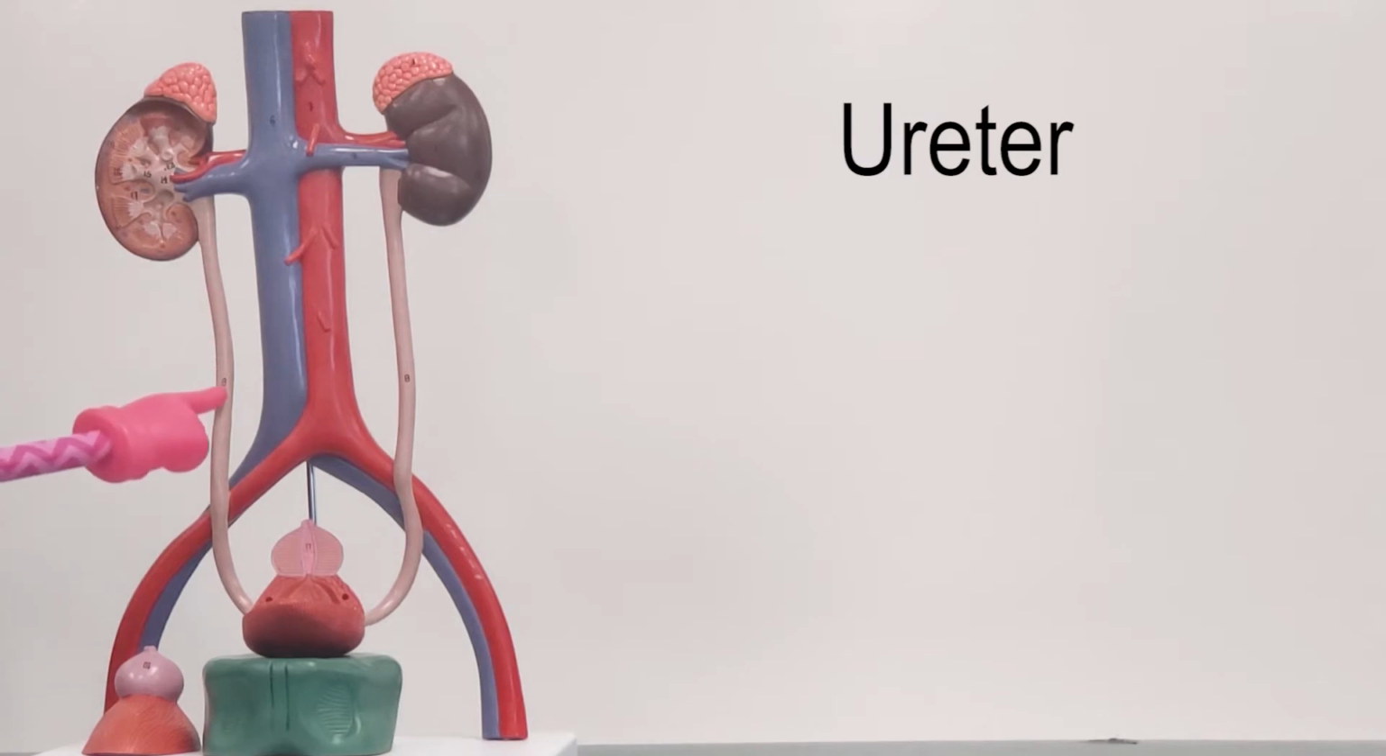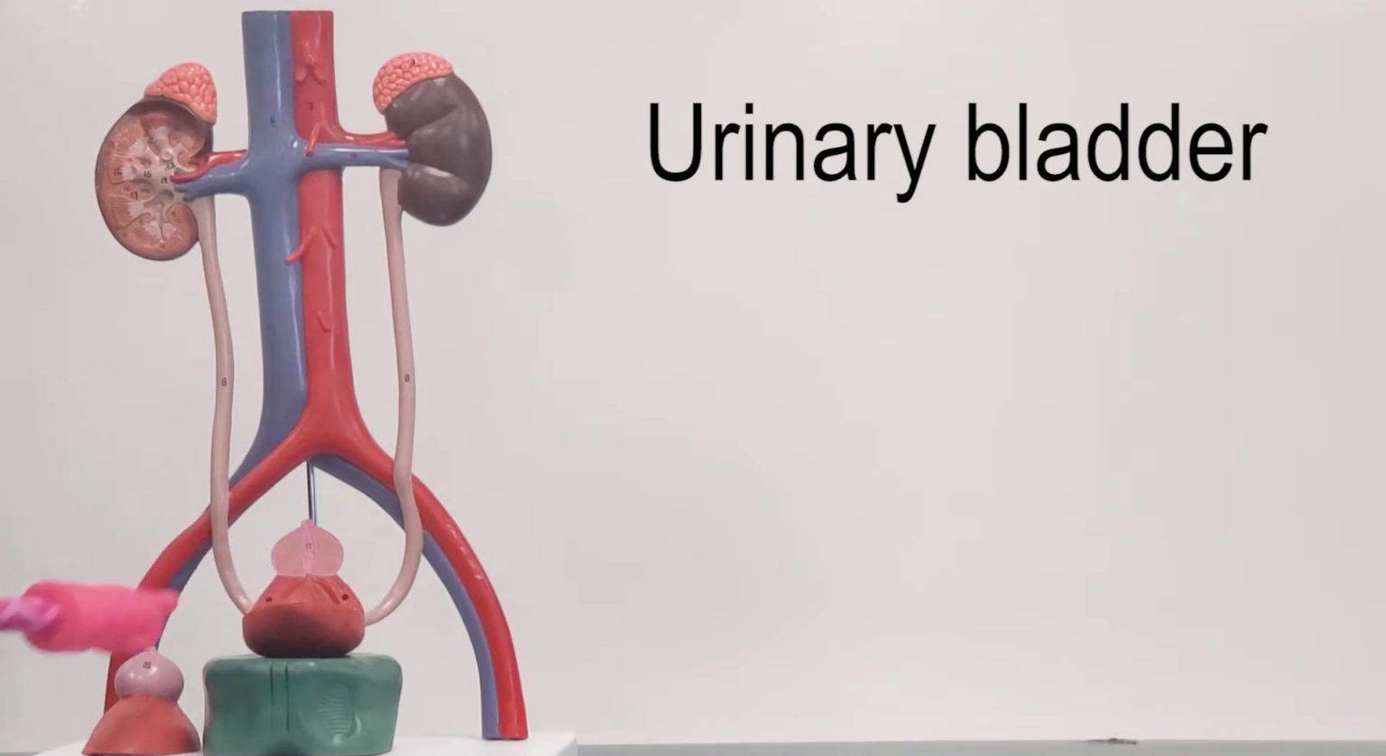Ureter. The ureter transports urine to the urinary bladder. Urinary bladder. This sac collects and holds urine until it's time to be excreted.